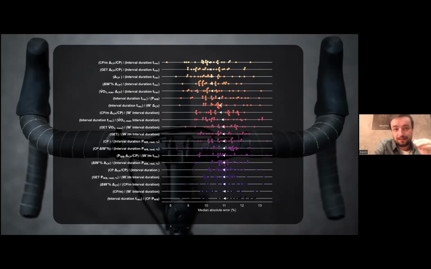You can see delta CP divided by CP. That's actually the DCP, but not expressed in absolute terms, but in relative terms. So instead of saying I'm cycling 100 watts below my CP, you express it in a relative way, for example, 70% below CP, because that already accounts a bit for the variation that exists between individuals with differing fitness levels. Interval duration is incorporated in that formula. It means that the length of the work bouts, your high intensity bouts, has an effect on W prime recovery as well.